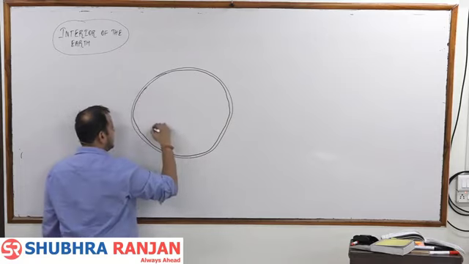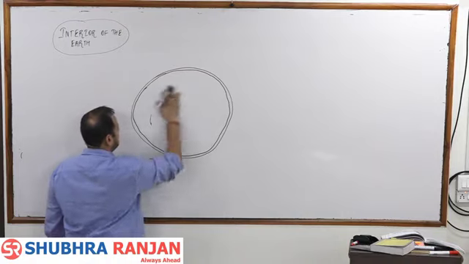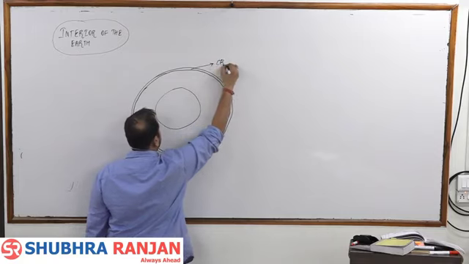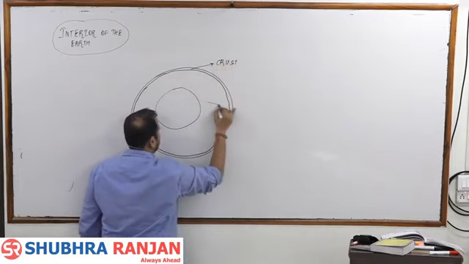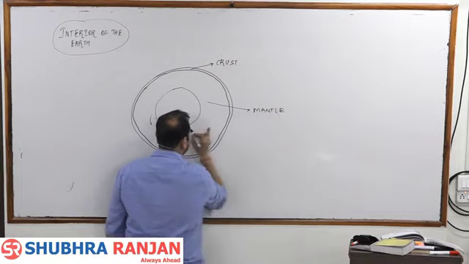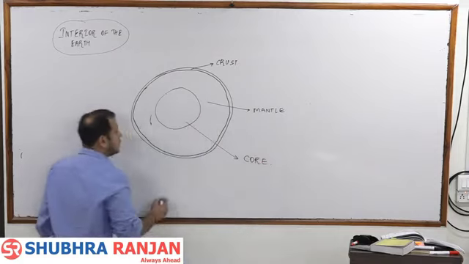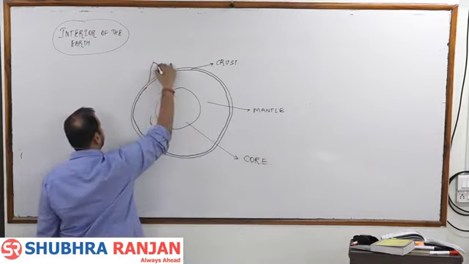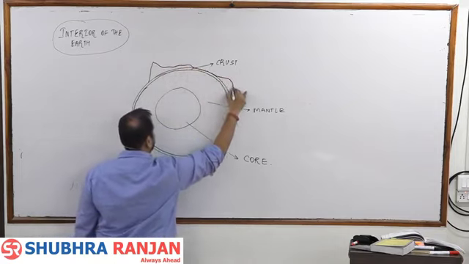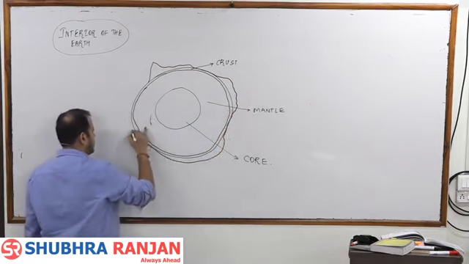So surrounding the crust is mantle. So upper part is crust, next part is mantle, and lastly the inside ka part is known as core. The crust is further divided into continents. This is the continental crust and the oceans, the continental crust and the oceanic crust.